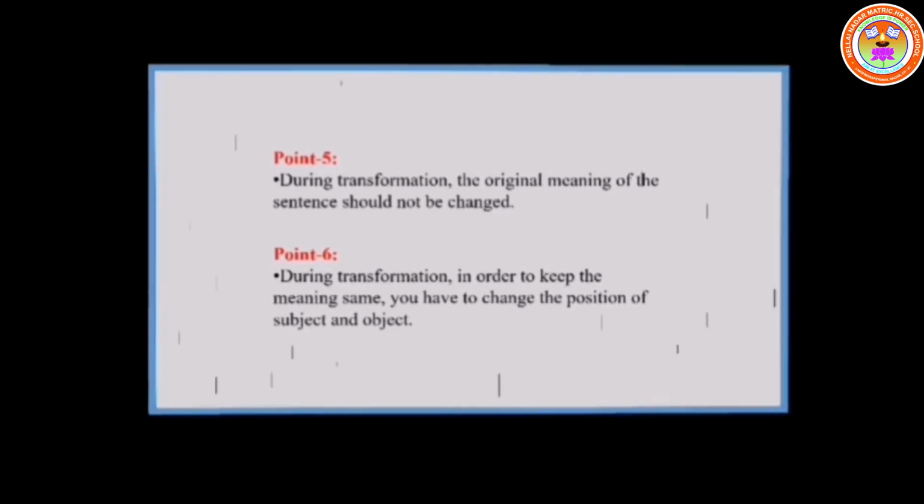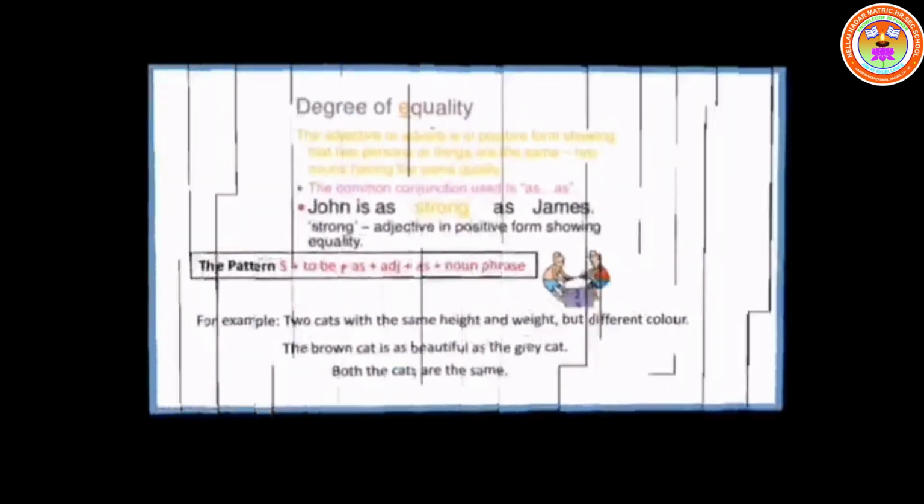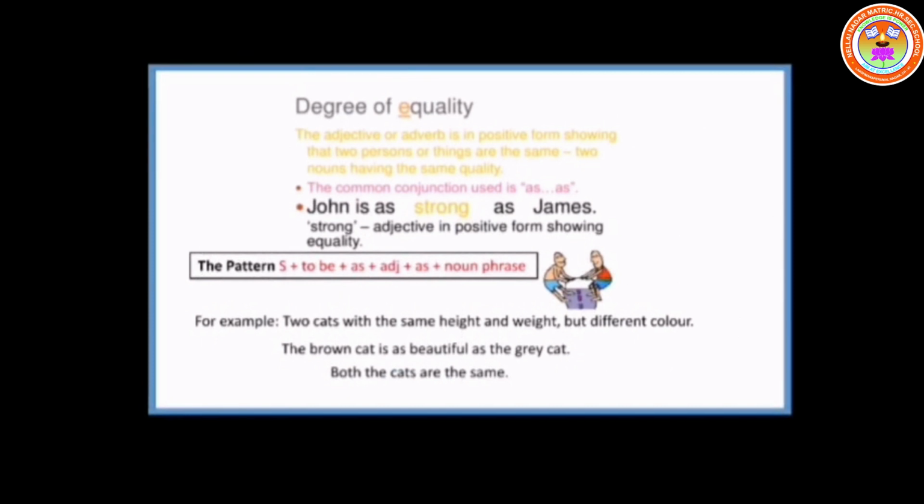We learn and quantities. When we compare quantities, we will use as plus noun and as. When we compare qualities, we will use as, adjective plus as. And to compare how something is done, we will use as plus adverb plus as.